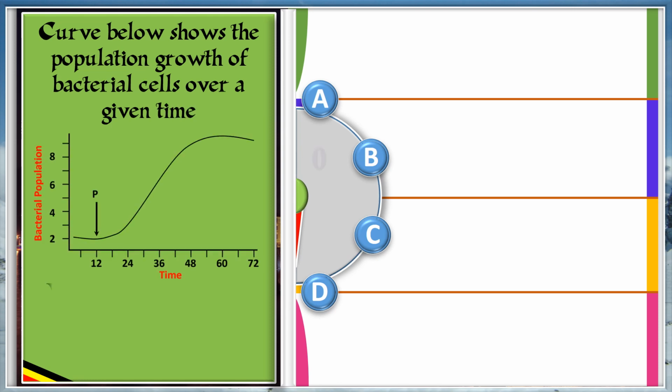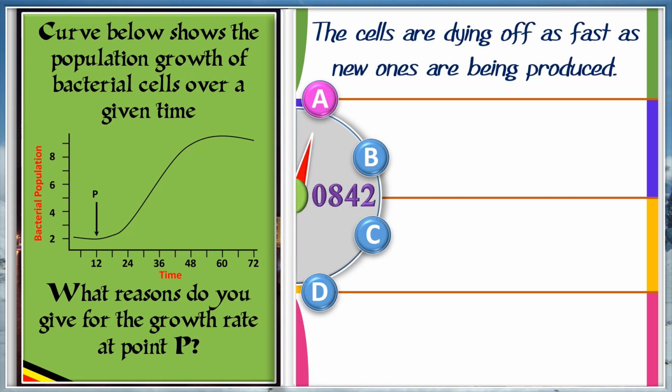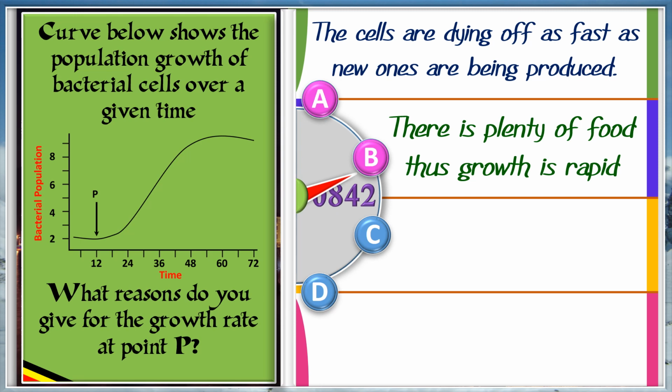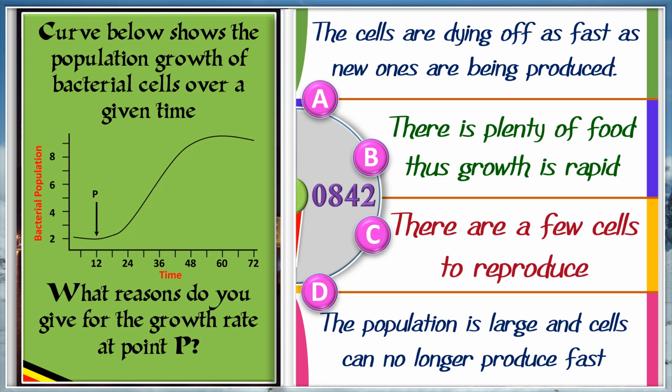The curve below shows the population growth of bacterial cells over a given time. What reasons do you give for the growth rate at point P? A. The cells are dying off as fast as new ones are being produced. B. There is plenty of food, thus growth is rapid. C. There are a few cells to reproduce. D. The population is large and cells can no longer produce fast. And the answer is C. There are few cells to reproduce.